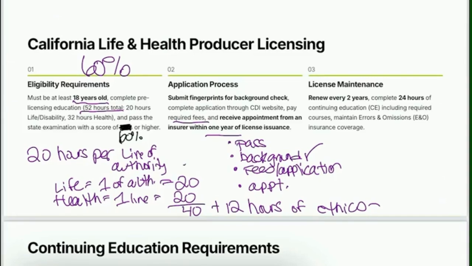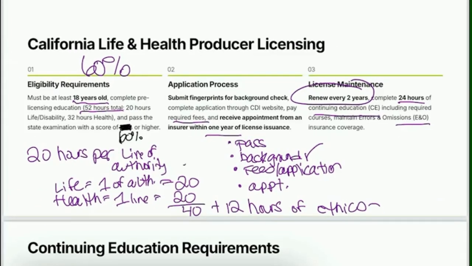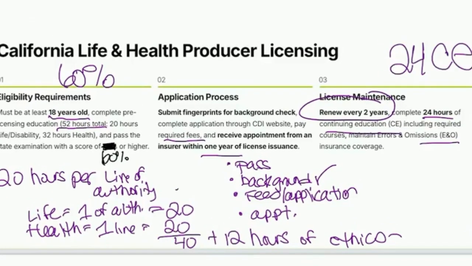But if you did all of that and you are appointed, your license is good for 2 years, as long as you complete your 24 hours of CE, which includes required courses. It's not required that you get errors and omissions insurance in California, but it is recommended, and most companies will require you to carry it, but it's not actually required by the state. So 24 hours of CE every 2 years. So lots of different hours, lots of different numbers. Let's go and break this down a little bit and write it in a little bit more organized way.